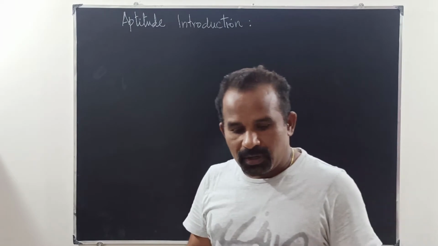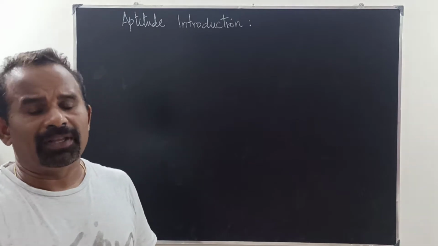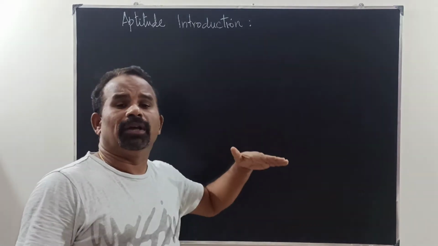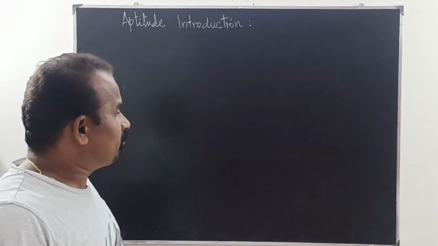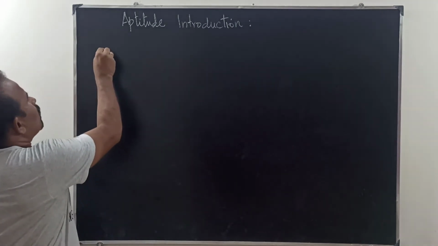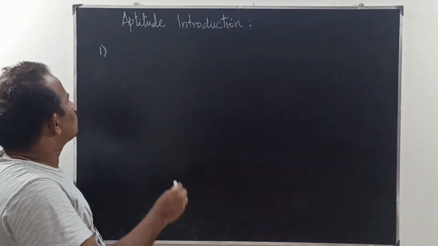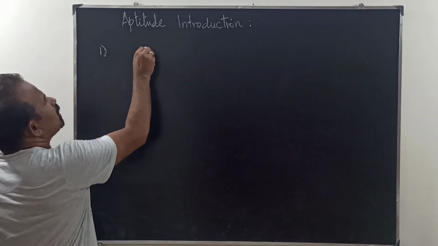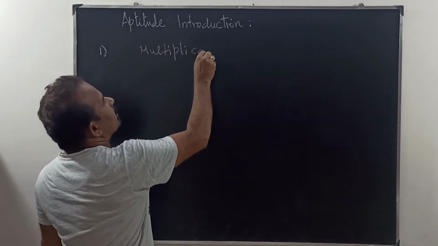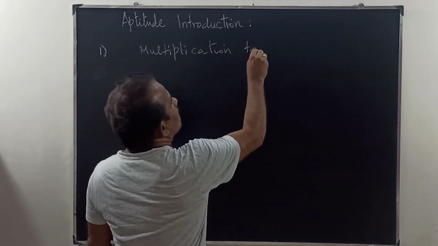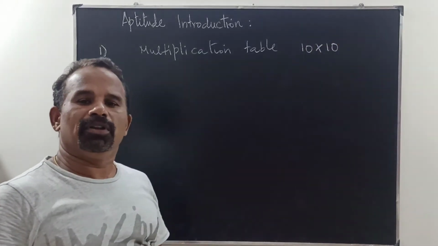Before starting the preparation of aptitude, you should learn some basic concepts. Very simple things. Number one is you have to know the multiplication table. You have to know the multiplication table up to 10 by 10.